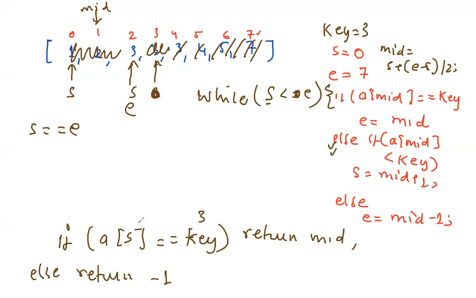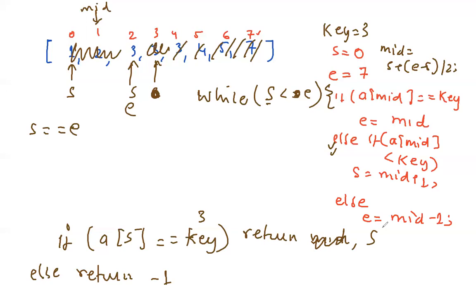I handle the specific case of a one-element array: if a of s is equal to the key, then, sorry, not mid, this is s, I return the start index. If it is not the key, I return -1. That's the specific case. Everything else is covered in the while loop. In the vanilla version, we didn't need that specific case because we don't go into an infinite loop there.